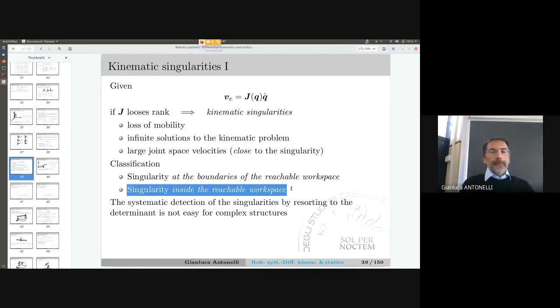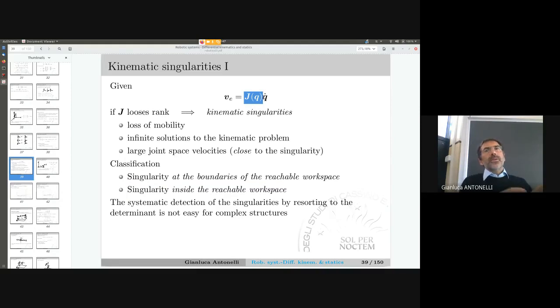Then I have singularities inside the workspace. And one can imagine, well, if you know that it is a loss of rank of J, you can compute the determinant of J, which is a function of Q, and verify when this is null. And those will be the Q in which you have a kinematic singularity. This is practically not doable. In theory, yes, in practice, no. So I have to coexist with the idea that I have kinematic singularities within the workspace and I do not know where they are.